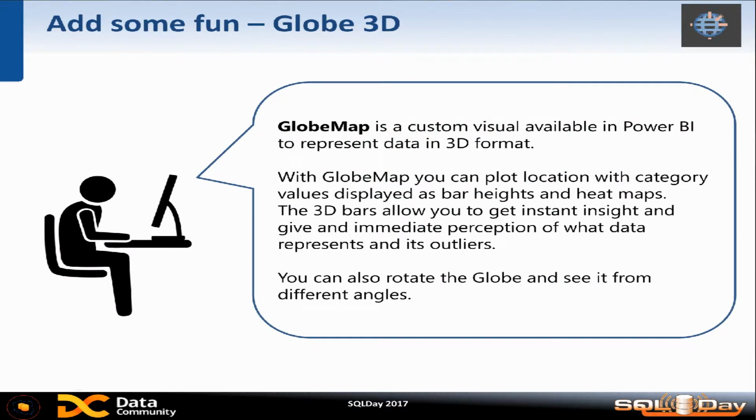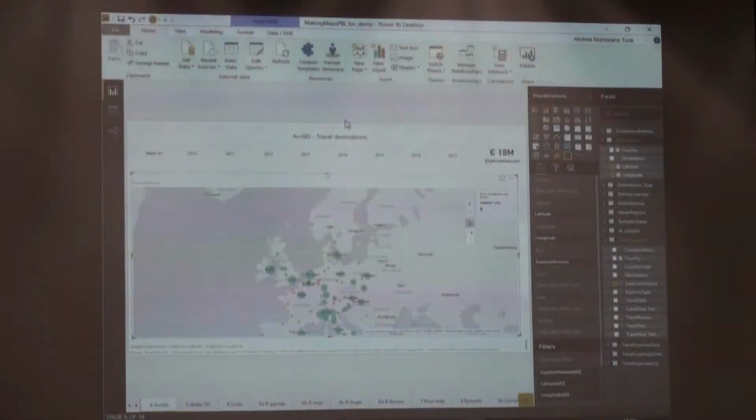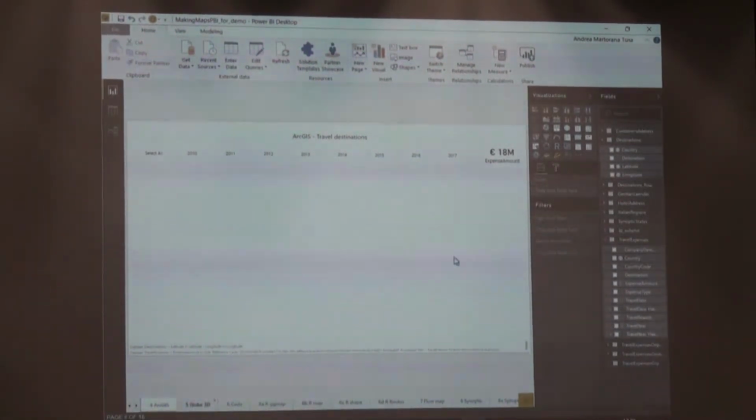Some fun. Another visual, a funny visual, Globe 3D. This is a custom visual made by the community of Power BI users. It's a custom visual to represent data in three dimensions. It's quite simple. You can plot locations and have evidence of your expenses, and you can rotate the globe and see the world from different angles. Quite simple, just to show. Globe.